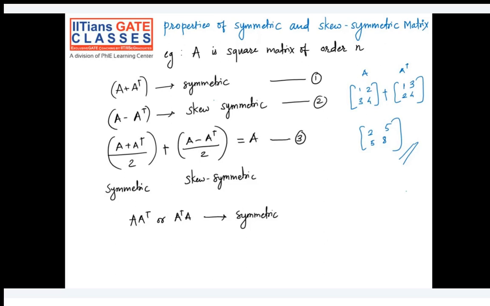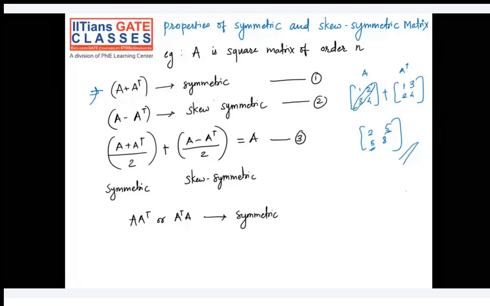Why is it coming? Because these two things are getting interchanged and they will get added with each other. So ultimately, you will get the same number at the conjugate positions. You can say like A12, A21, A13, A31. So at these positions, we'll get the same number. That is why if you take a matrix and add the transpose to it, you'll end up with a symmetric matrix. Similarly, if you subtract the transpose of that matrix from the original matrix, you'll end up with a skew symmetric matrix.